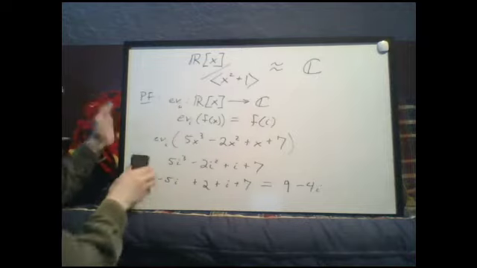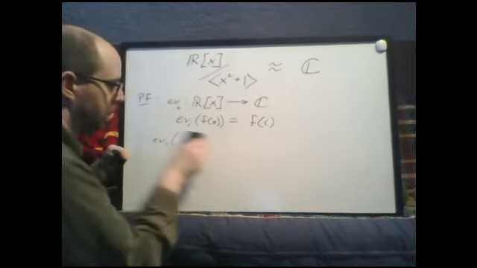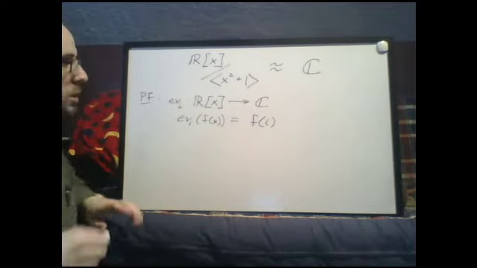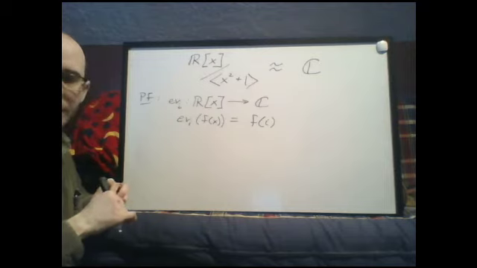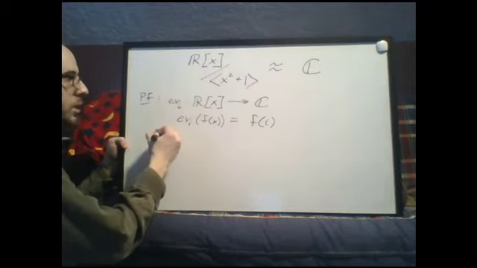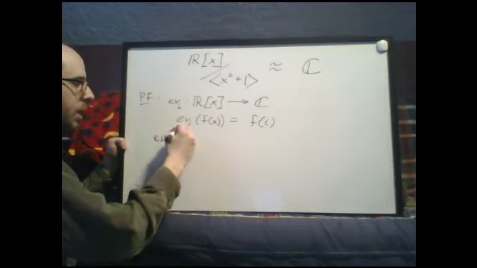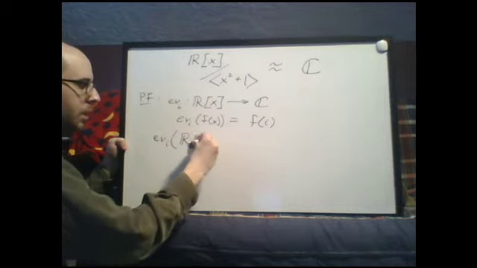Okay, so that's how the function works. Now, what's its kernel? Let's do the range first. What is EV sub i of this entire domain?